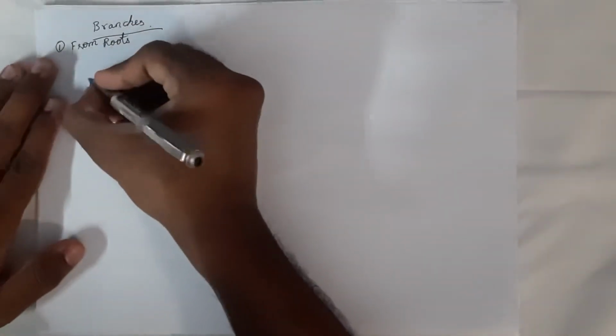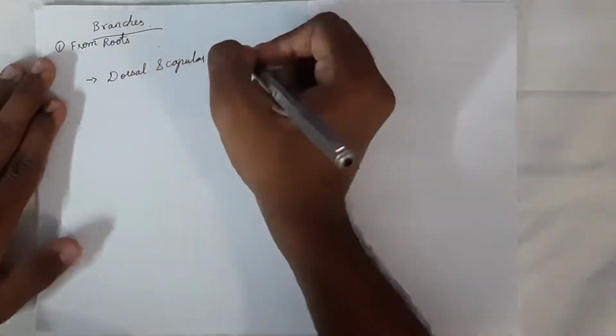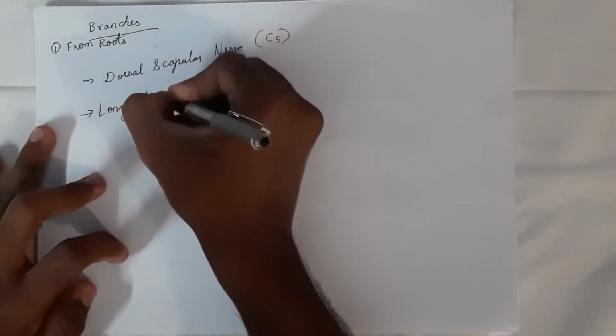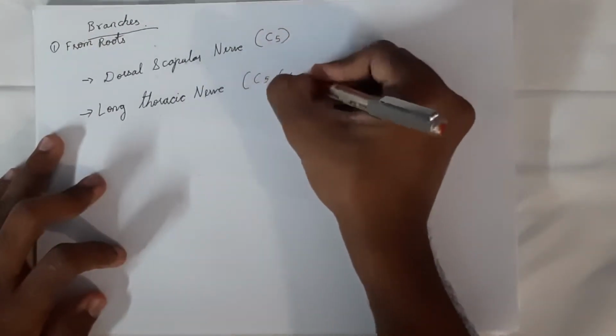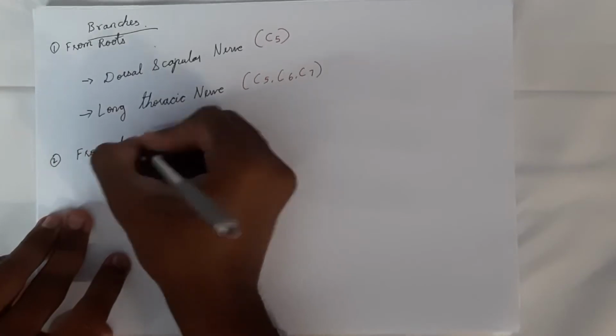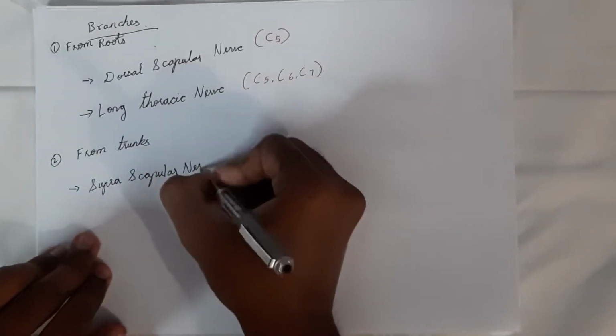And now we move on to the branches. From the roots, we have the dorsal scapular nerve formed from C5. And then we have the long thoracic nerve from C5, C6 and C7. And then from the trunks, we have the suprascapular nerve from C5, C6 and the nerve to subclavius from C5 and C6.